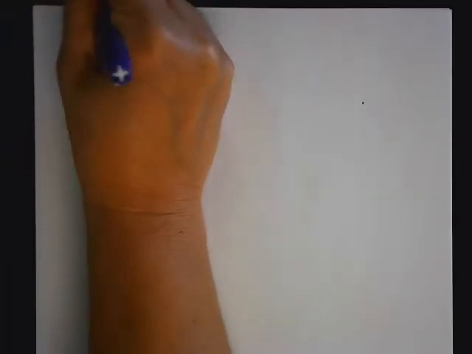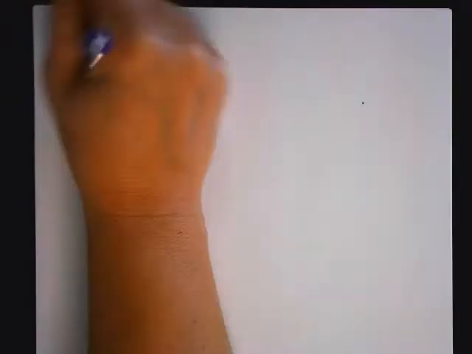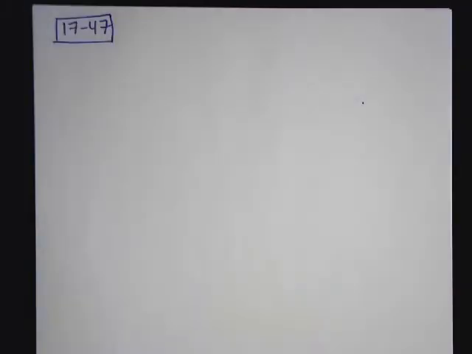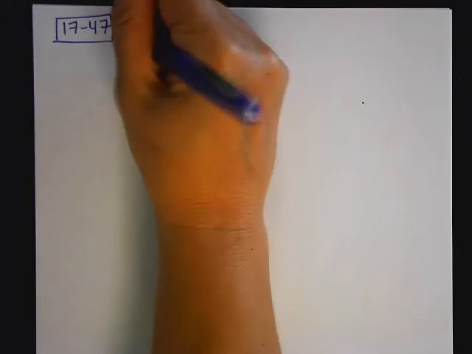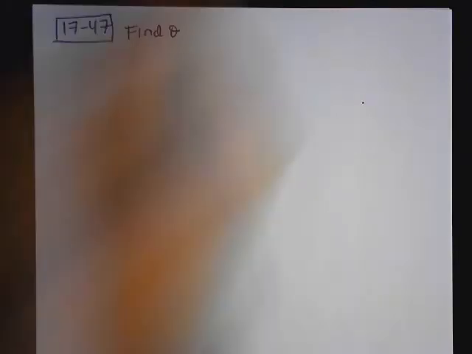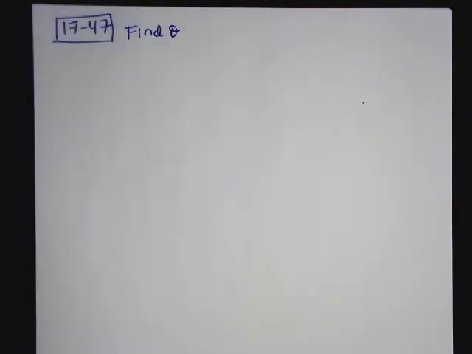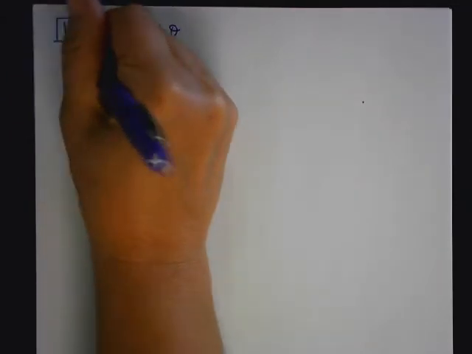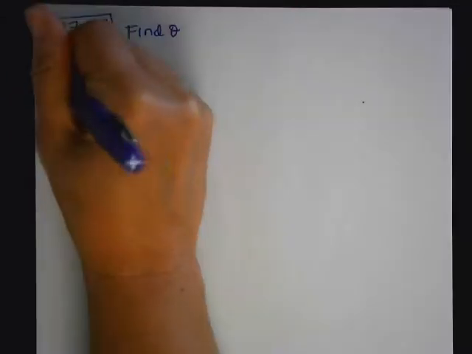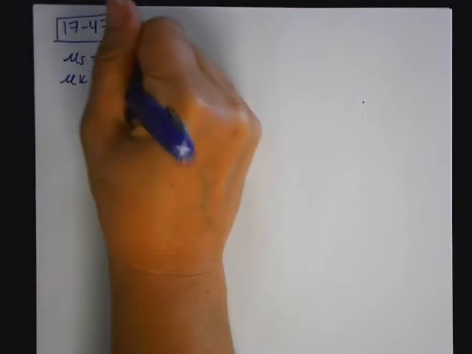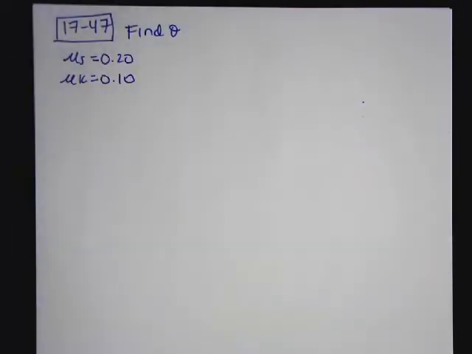All right, now we're going to look at 1747. It says determine the maximum angle. So we want to find theta of an incline that will allow an 8-kilogram mass above to remain stationary. The coefficient of static and kinetic friction are mu sub s equal to 0.2 and mu sub k is 0.1. Now remember, static is always greater than kinetic.